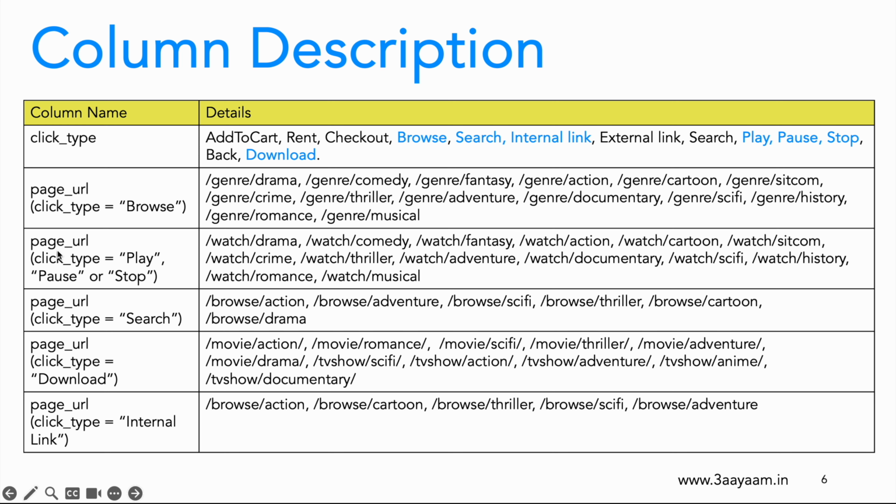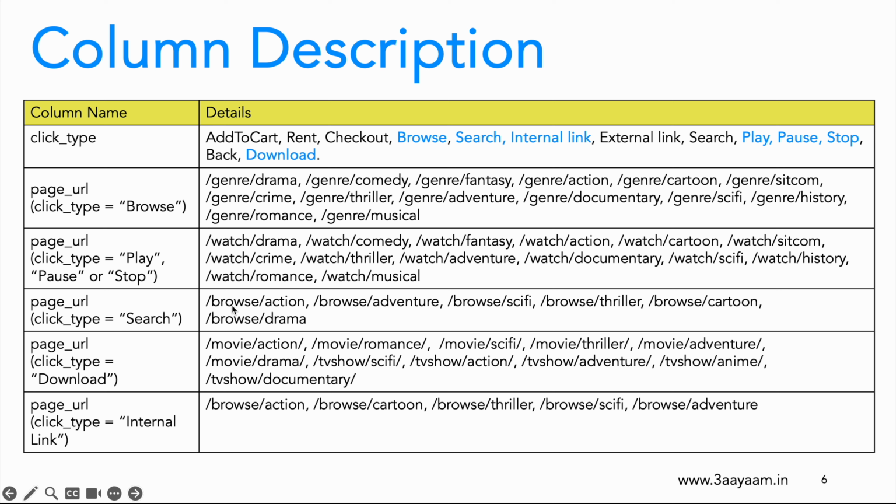Then the next one is for click type play, pause, or stop, and the page URLs can be this. All of them belong to the watch category, right? All of them belong to the watch URL. There's drama, comedy, thriller, documentary, sci-fi, etc.